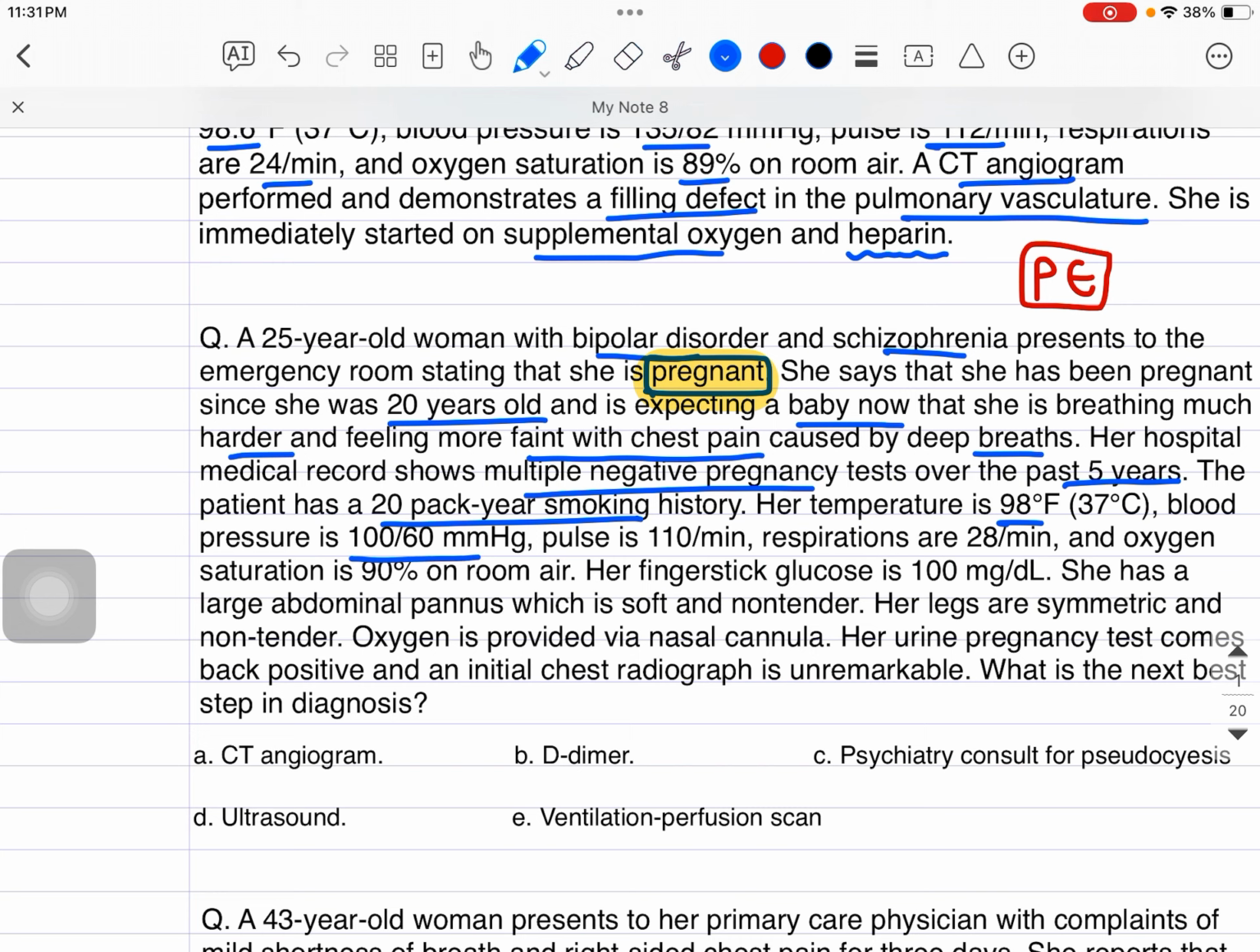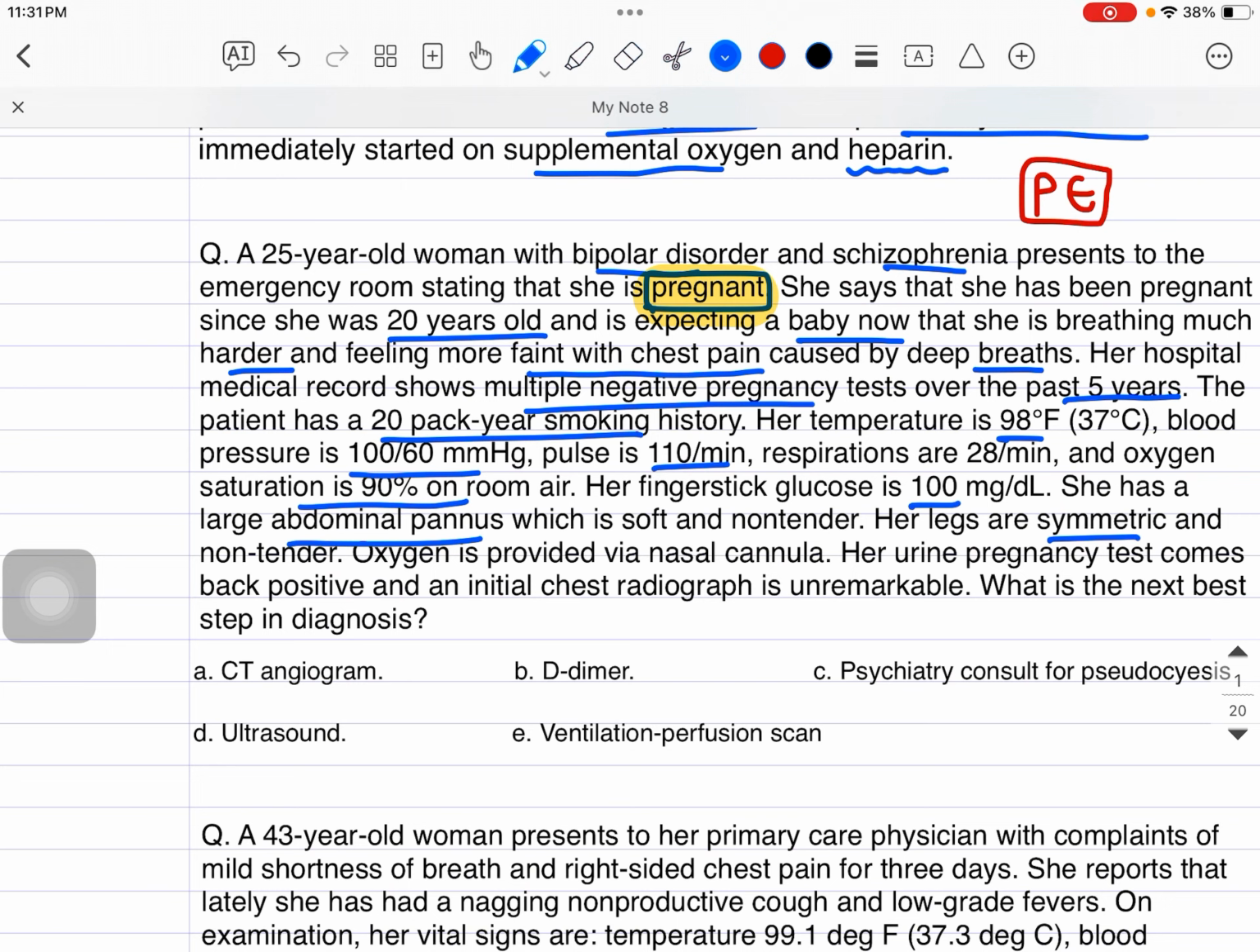So BP is also on the lower side and pulse is 110 per minute, more than 100, and oxygen saturation is again 90%. Finger stick glucose, that is RBS, is 100, and the abdomen is soft and non-tender. Legs are symmetric and non-tender. Okay, oxygen is provided via nasal cannula.